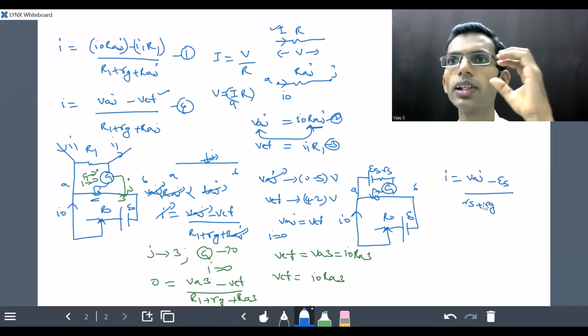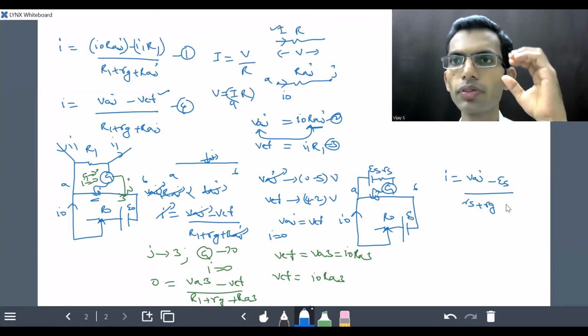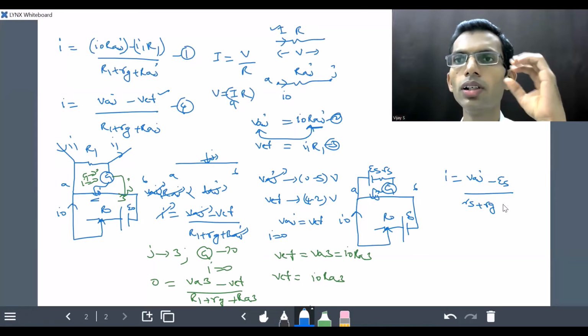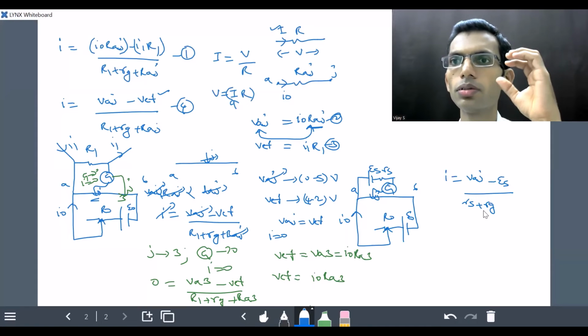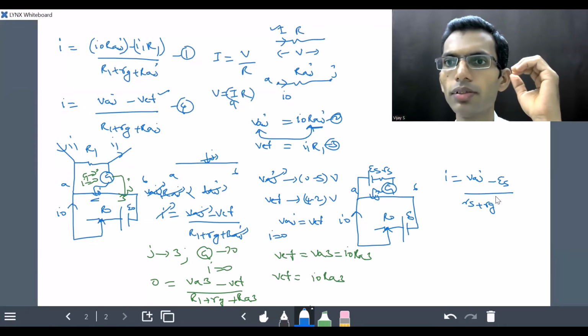Of course, I derived this in the class. That is the measurement of the EMF of a cell by using a potentiometer. If you want, you can go through that. I have provided a link in the description.